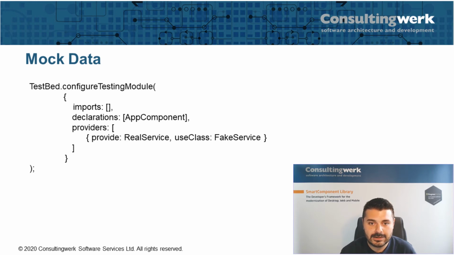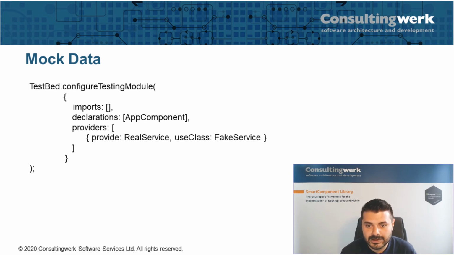So here we're again configuring the testing module. The testing module is configured more or less in the same way as you would configure an actual app module or a feature module and so forth. You have your imports, your component and directive declarations, providers and so forth. Now here we're going to be focusing on the provider setting. So here, as you can see, we're telling it for the real service class provider to use class fake service.